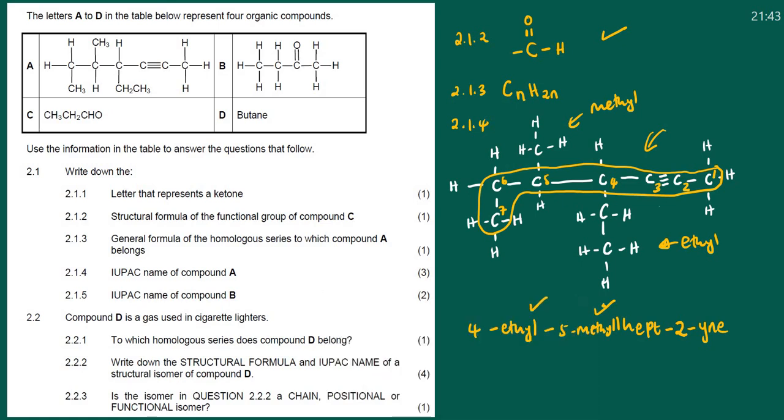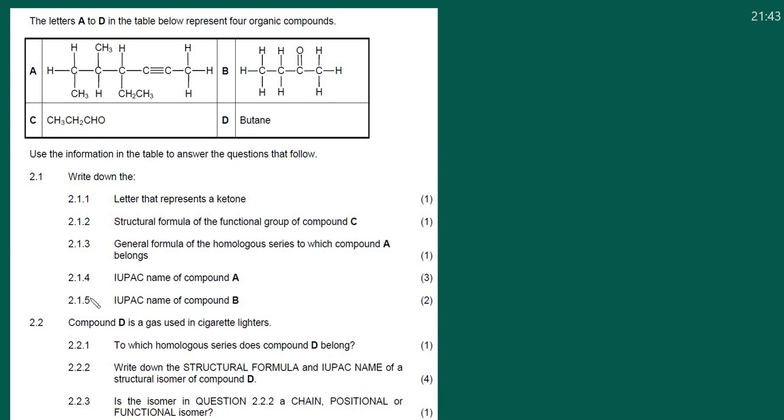Then what do we have? We then have 2.1.5, which is asking about the IUPAC name of compound B. This one, what would be the name of that one? Compound B.